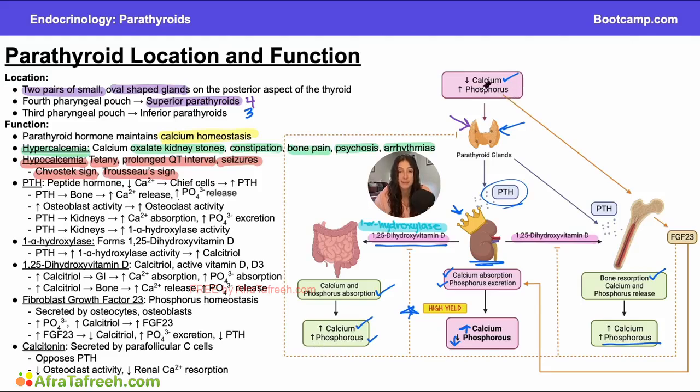Now there's one final piece of this pathway that I want to talk about, and that is the role of fibroblast growth factor 23.